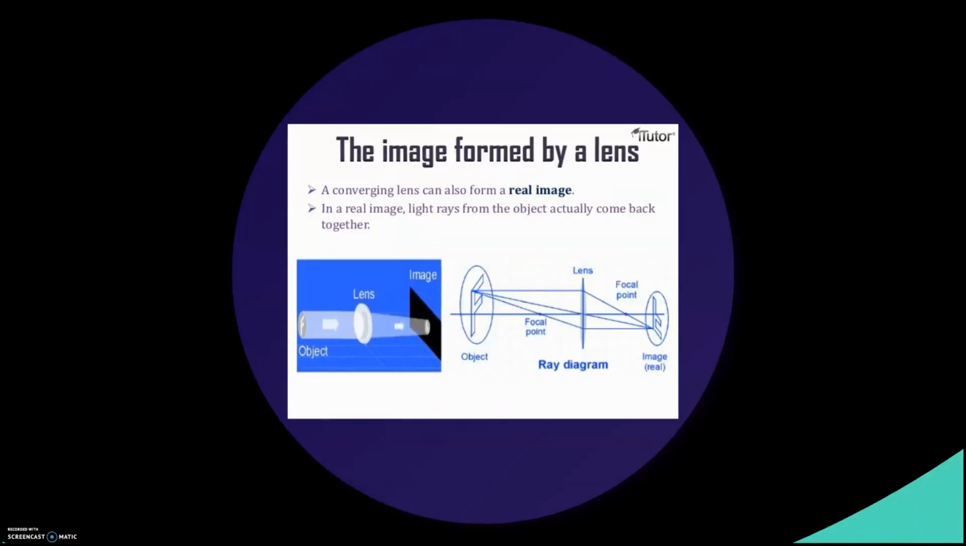This picture gives more of an idea of what I'm talking about, and an important thing to note is that when remembering the difference between real and virtual images, you have to remember that the light rays from the object will actually come back together in a real image, which is why you can project things onto a surface.